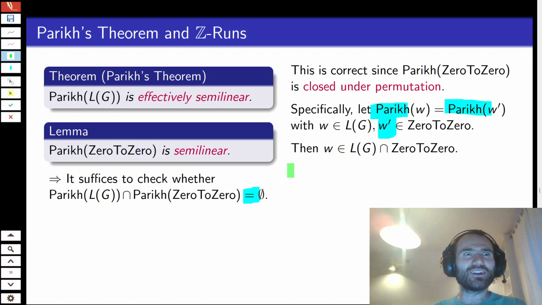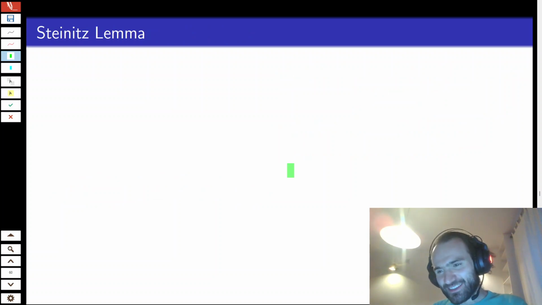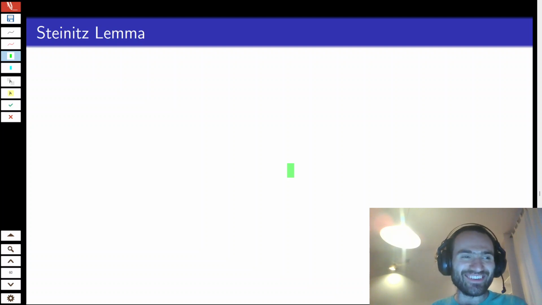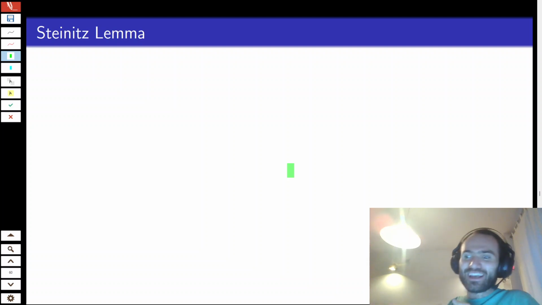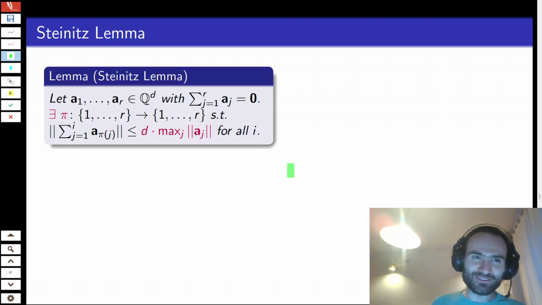And this is going to be one of our main tools to decide reachability. But let's not get ahead of ourselves. There's still some mountain to climb before we can define interesting things. So the first part of this mountain is called the Steinitz lemma. People working in GVAS should really know this. Of course, I don't assume that you know what a GVAS is. Accordingly, I'm going to introduce this.